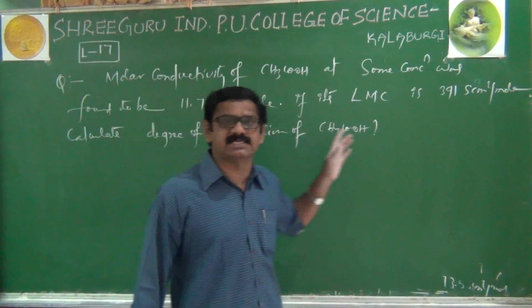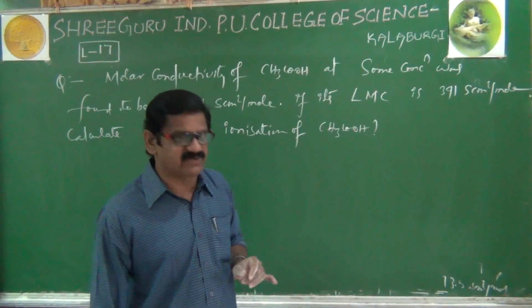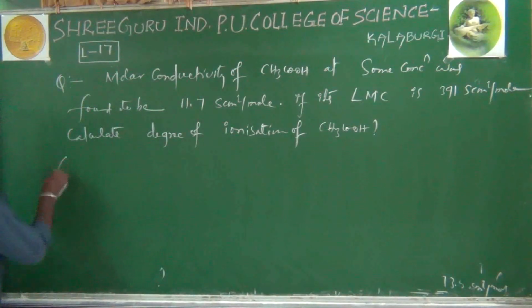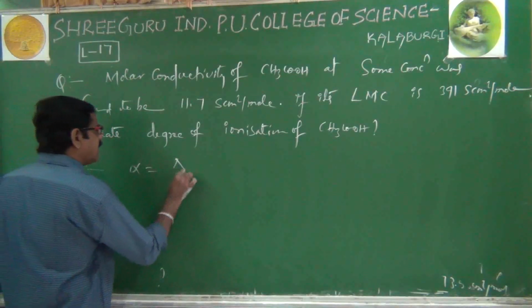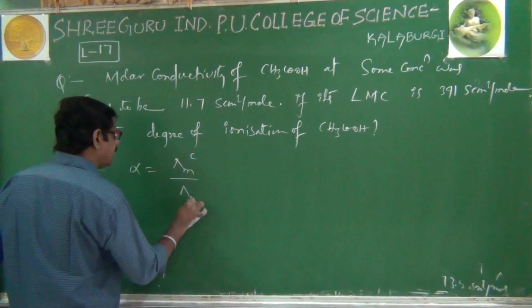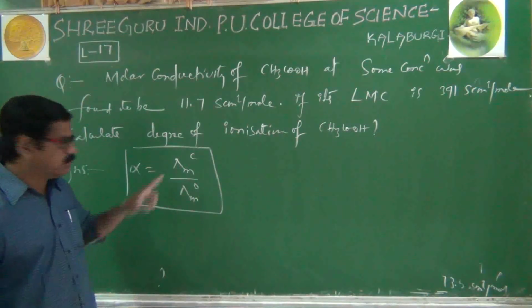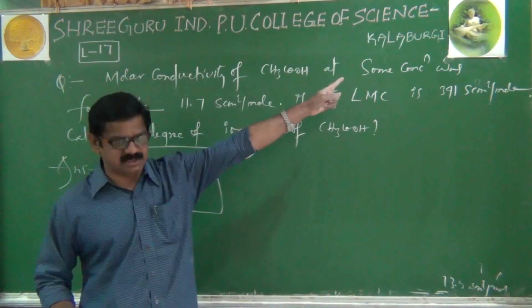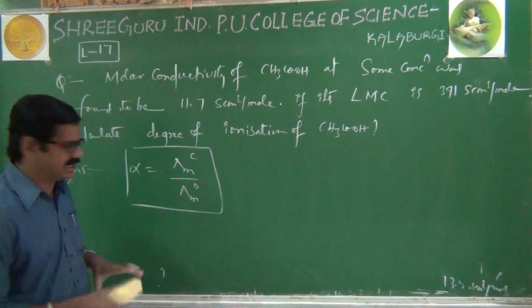In the last video, we discussed Kohlrausch applications. There, one of the applications is finding the alpha. Alpha we have to calculate. For that purpose, we have a direct formula, that is alpha is equal to lambda MC divided by lambda M naught. That's it. It is nothing but molar conductivity at a given concentration, nothing but at some concentration, divided by lambda M naught, limiting molar conductivity.